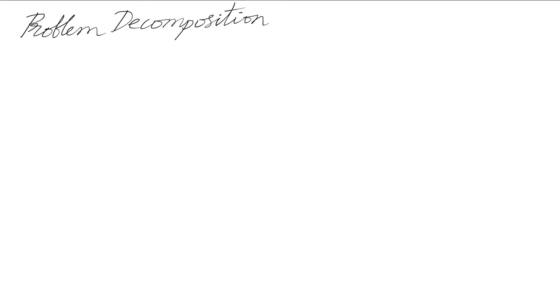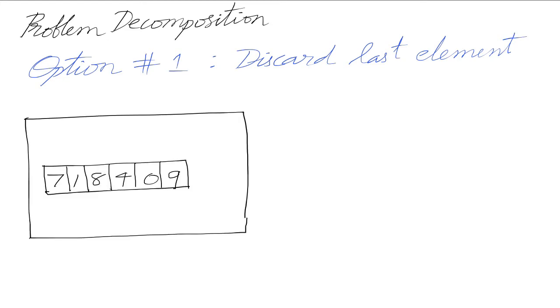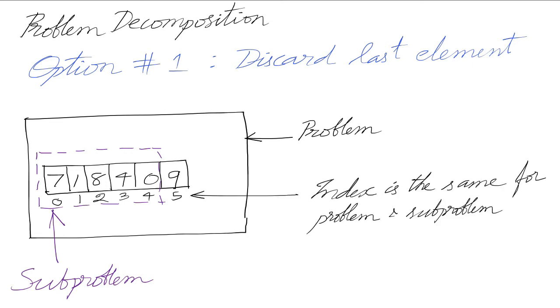In the problem decomposition step, we have two options. Let's first see option number 1, where we discard the last element. If we have these elements in the list, this entire thing is a problem, and this subset that excludes the last element is a subproblem. The indices of these elements are shown here, and the index is the same for the problem and the subproblem.